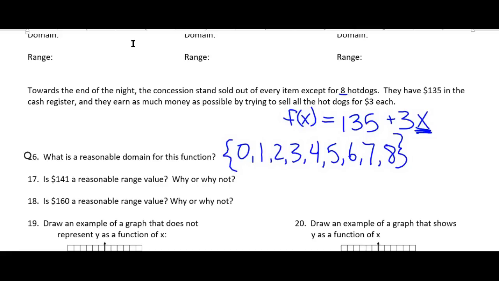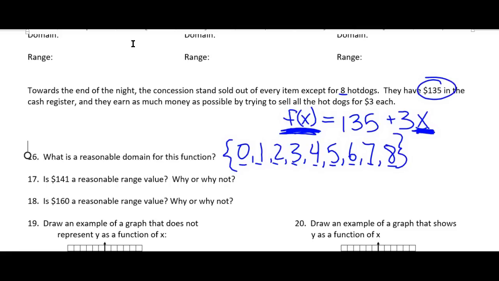Is 141 a reasonable range value? Why or why not? Well, the range, the output, what I would get here is the money they make. If I know how many hot dogs they sell, x, then I know how much money they're going to make, which is our y. So can they make $141? Well, if I'm looking at all of these possible inputs, each one of those are going to add $3 to their current total of 135.